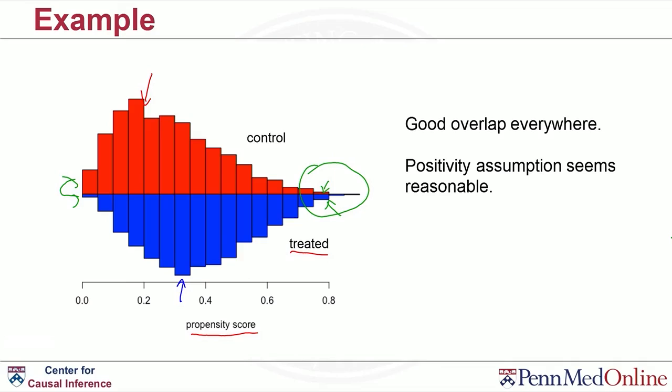So there's overlap everywhere. And what this means is that our positivity assumption is probably reasonable. Remember, positivity refers to the situation where all of the subjects in the study have at least some chance of receiving either treatment. And that appears to be the case here. So this would be a situation where you would feel good about doing propensity score matching.